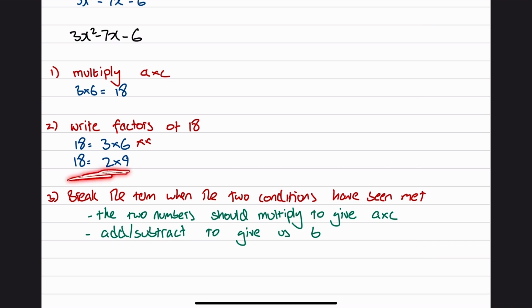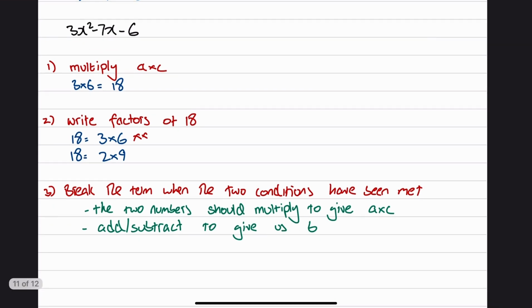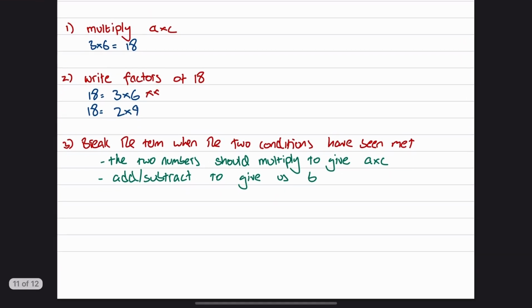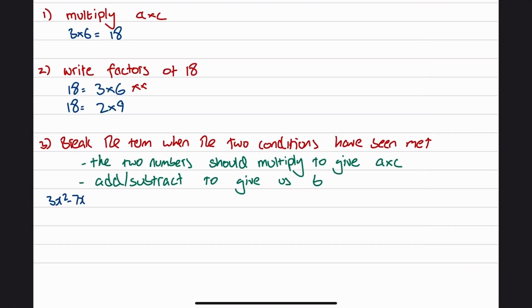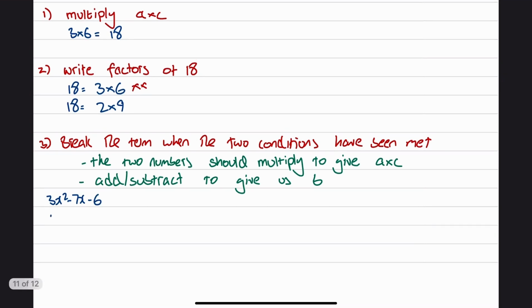The second pair of factors, 2 and 9, they do multiply to give us a times c, which is 18. And they also add or subtract to give us the middle term, which is minus 7. So 3x squared minus 7x minus 6. Now to break them down, I can write it as 3x squared minus 9x plus 2x minus 6.